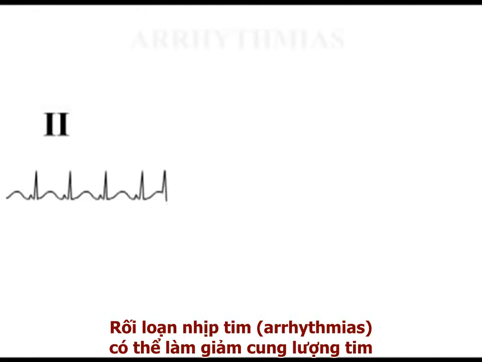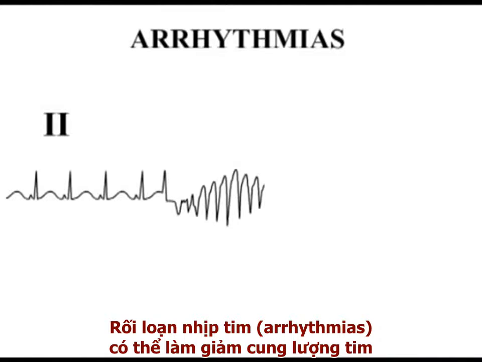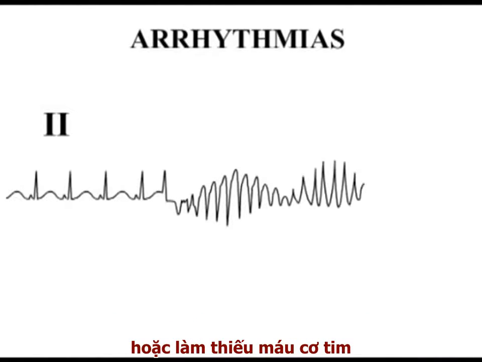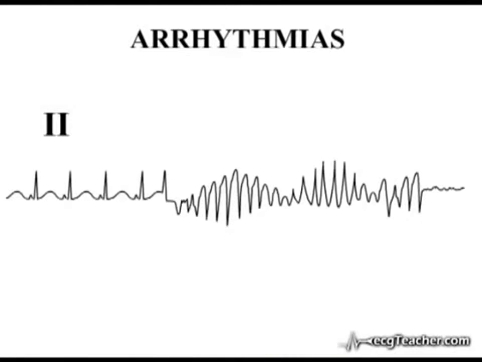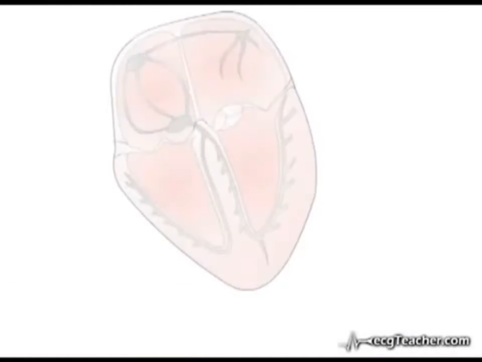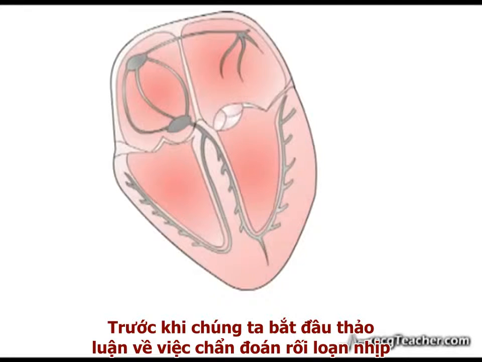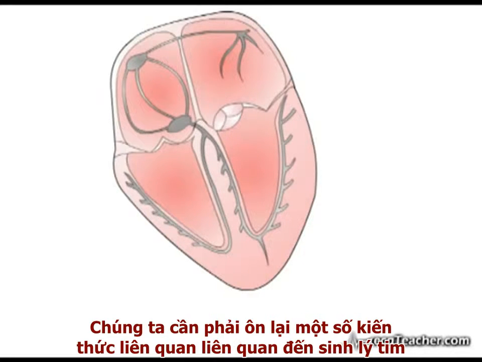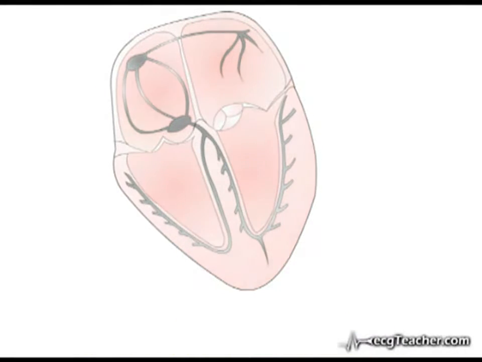Abnormalities of cardiac rhythm, arrhythmias, may compromise cardiac output or induce cardiac ischemia. Appropriate treatment of an arrhythmia depends on accurate diagnosis of the type of rhythm disturbance present. Before we go on to discuss arrhythmia diagnosis, we need to briefly revise some relevant principles from cardiac physiology.